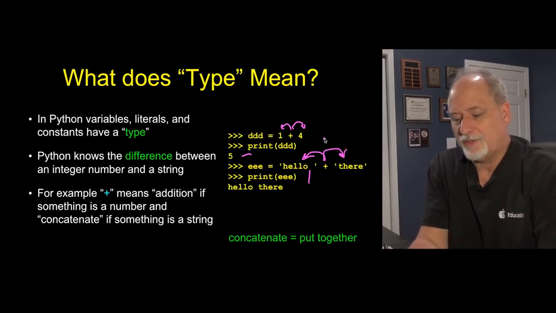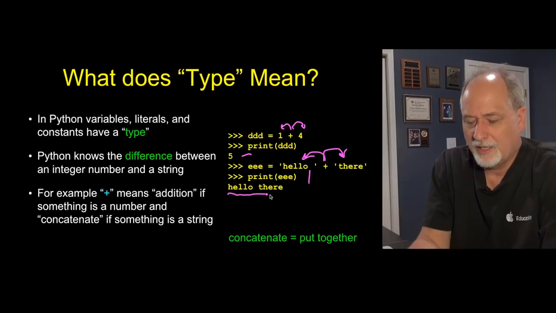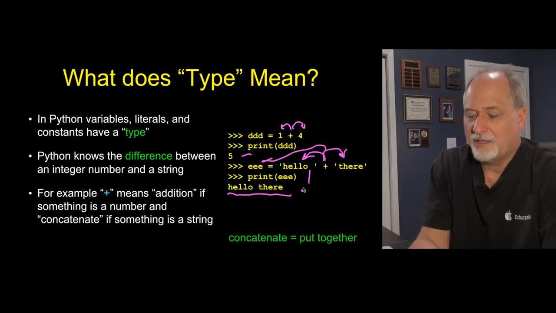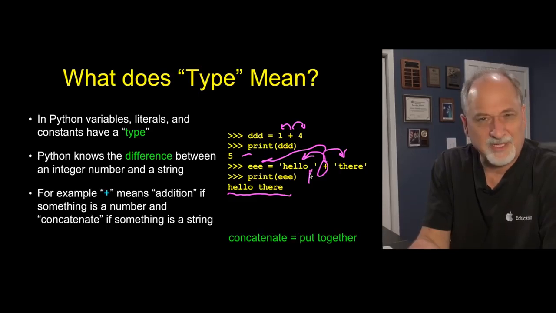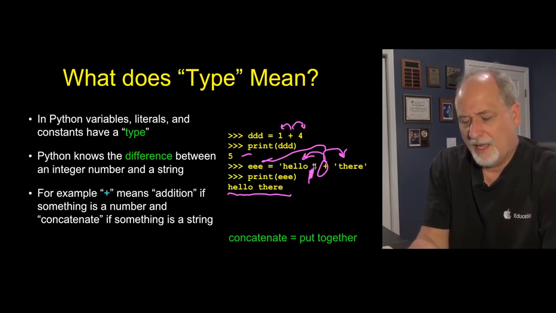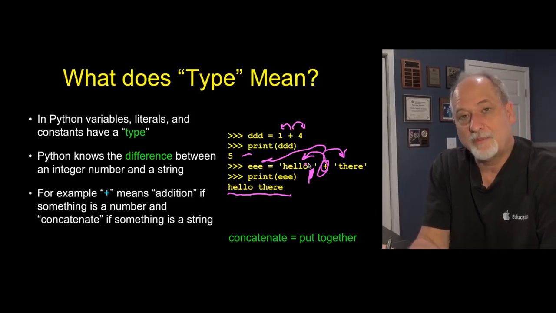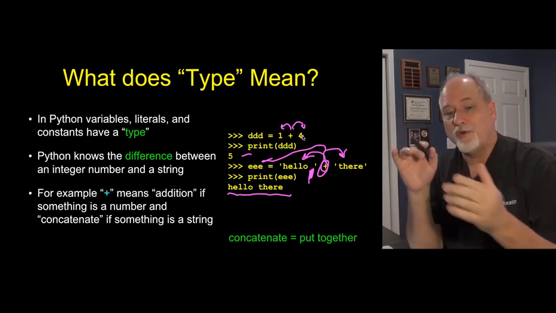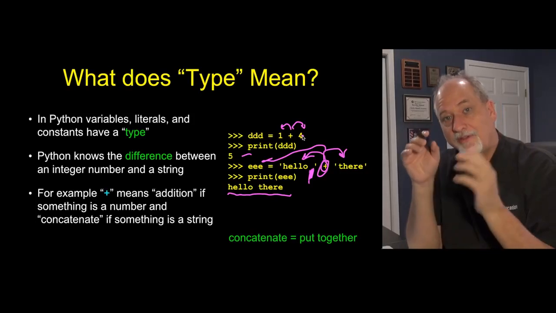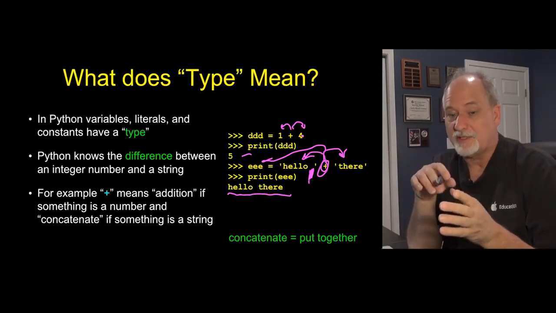I will concatenate those two things together so it becomes another string that gets assigned into EE, and it's hello space there. The plus doesn't add the space. I added the space by putting it right there. And so these operators are kind of smart in that they know what they're dealing with, and sometimes they will do one thing or another depending on the kinds of values, variables, or constants that they're working with.